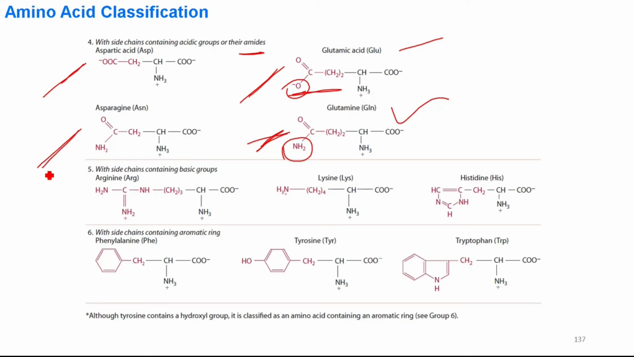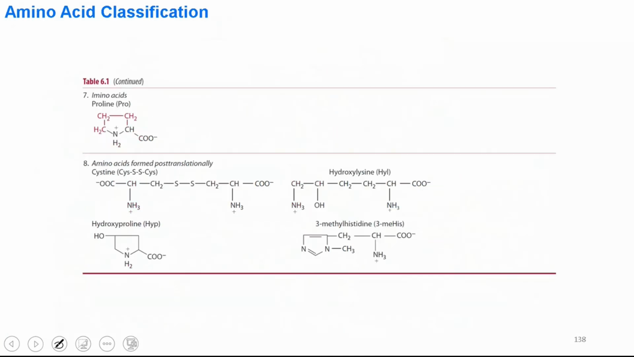And we can see here the basic group containing amino acids. Which are those? Arginine, lysine and histidine. I may ask in the exam which are the basic group containing amino acids. I can ask which are containing the aromatic ring. There are three amino acids containing an aromatic ring, which are phenylalanine, tyrosine and tryptophan. These three are benzene ring, aromatic ring containing amino acids.